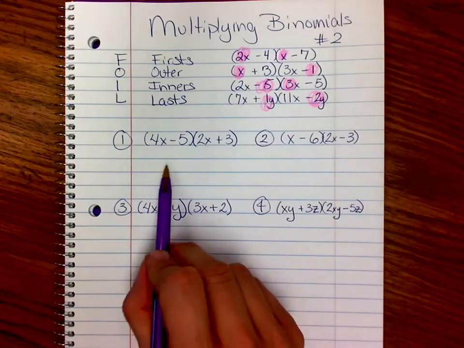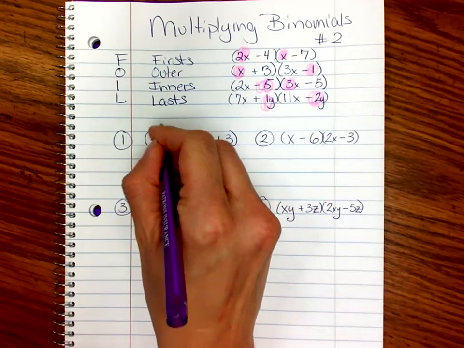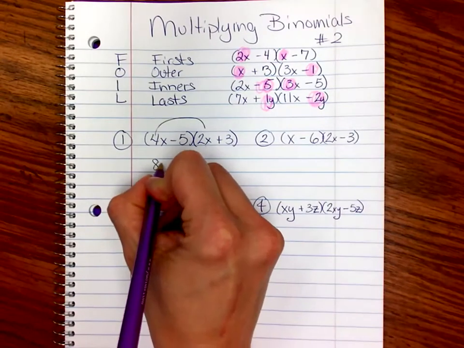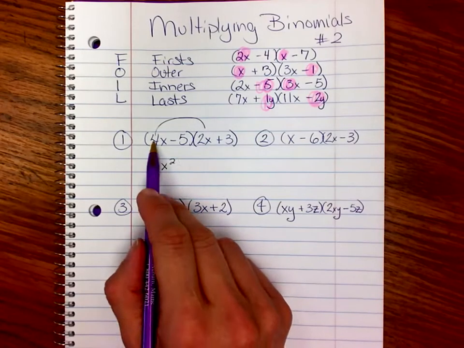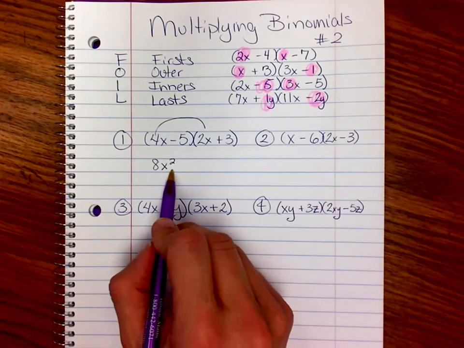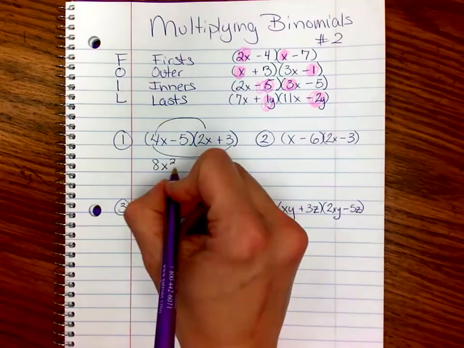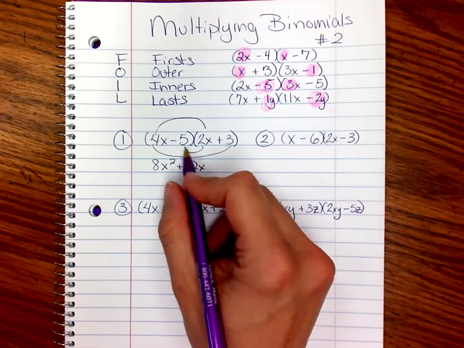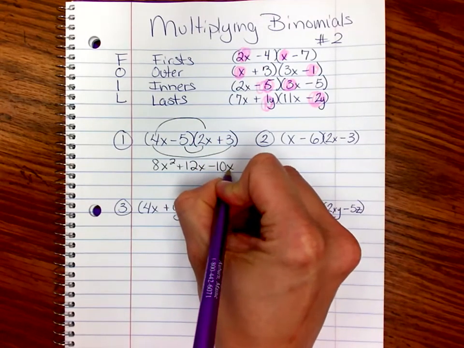So this first problem, to multiply these, we start with the firsts. We multiply 4x times 2x, and we get 8x squared, because an x times an x is an x squared. So you multiply the coefficients and then the variables. Then our outers: 4x times 3, which is 12x. Our inners: negative 5 times 2x, which gets us a negative 10x.